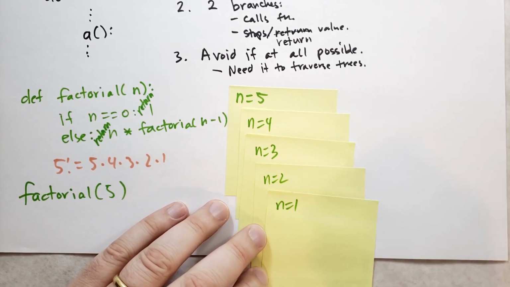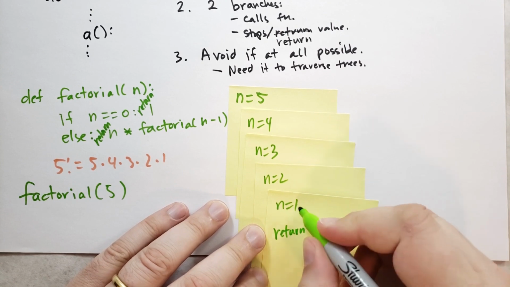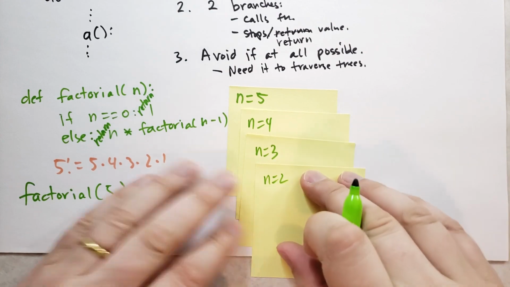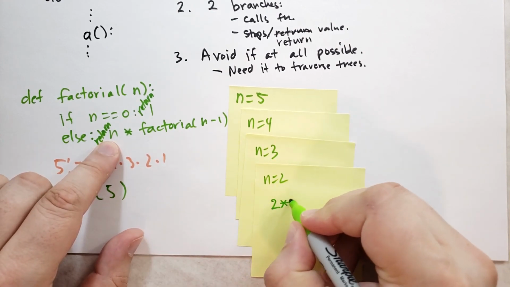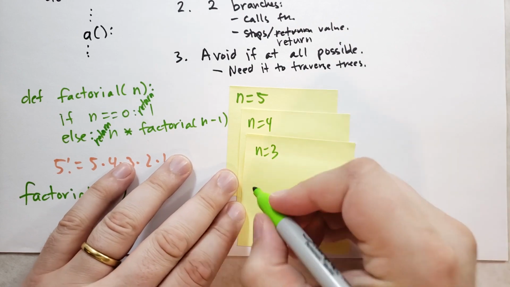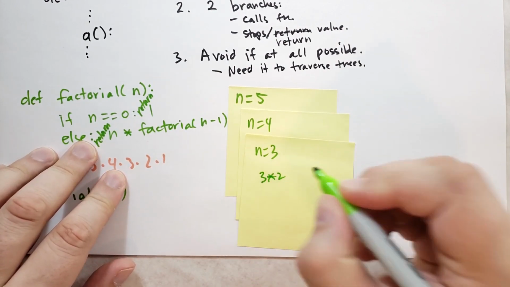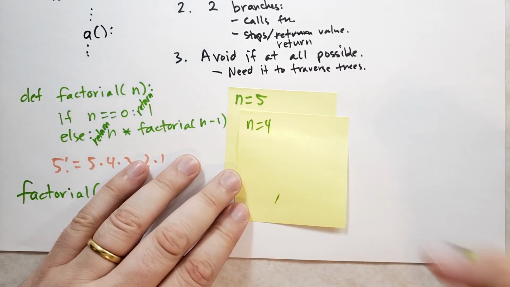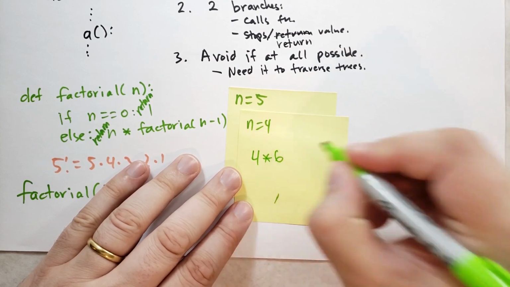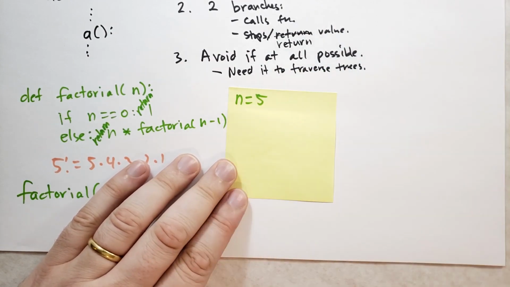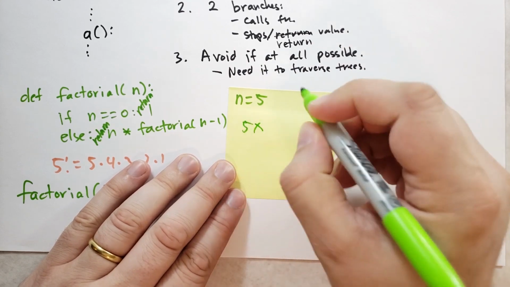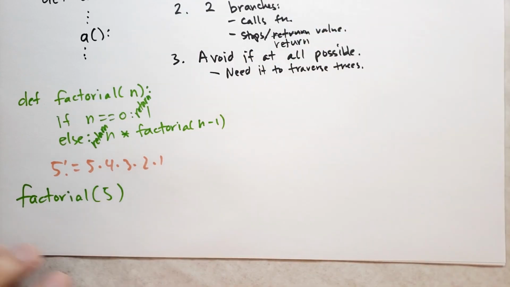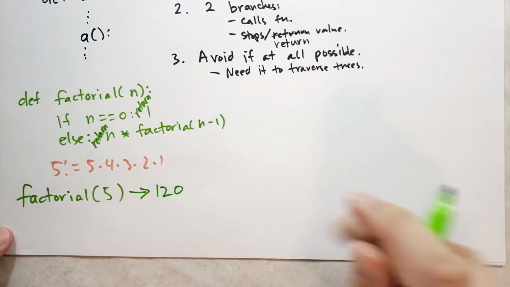So up here, this guy is going to return 1 times 1, which is 1. This guy is going to return 2 times 1, which is 2. This guy is going to return 3 times 2. I'm going to use an asterisk like Python. And then this guy is going to return 4 times 6, because 3 times 2 is 6. And then finally, this guy is going to return 5 times 24. And when that function returns, the result is going to be 120.